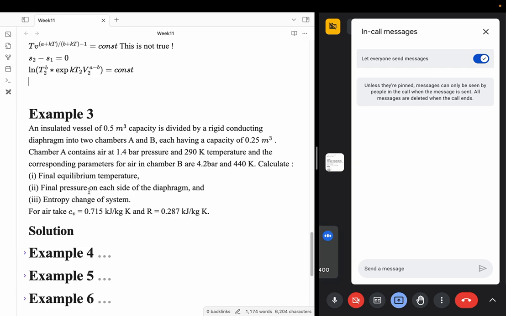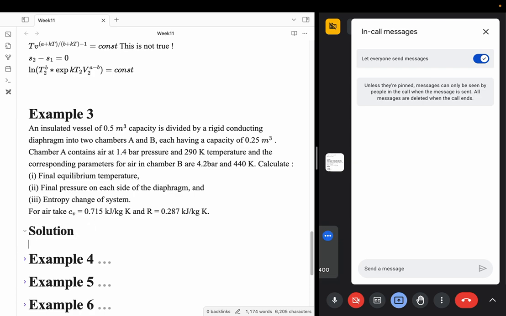So you have an insulated vessel that is divided by a rigid conducting diaphragm, conducting in the sense that heat transfer is allowable, into two chambers A and B, each having capacity of 0.25. So it's exactly half and half. Chamber A contains air at 1.4 pressure and 290 Kelvin temperature. And the corresponding parameters for air in chamber B are, instead of 1.4 you have 4.2 and instead of 290 you have 440. Calculate the final equilibrium temperature, final pressure on each side of the diaphragm, and the entropy change of the system.